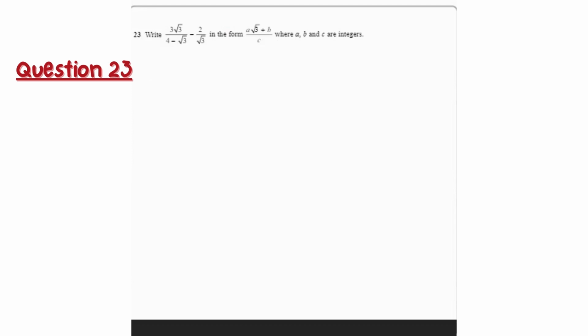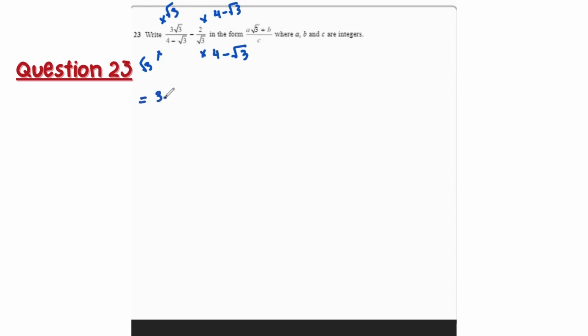We're going to first make the denominators equal for both the fractions. So to make the denominators equal, I'm going to multiply the first fraction by root 3 and the second fraction by 4 minus root 3. The reason why we're doing this is because if you remember the rule of adding fractions with unlike denominators, the first step is always to make the denominators equal, and only then we can further solve the fractions.